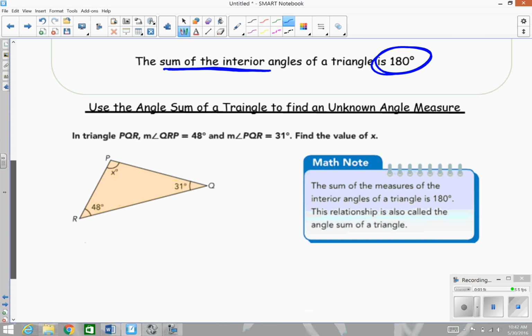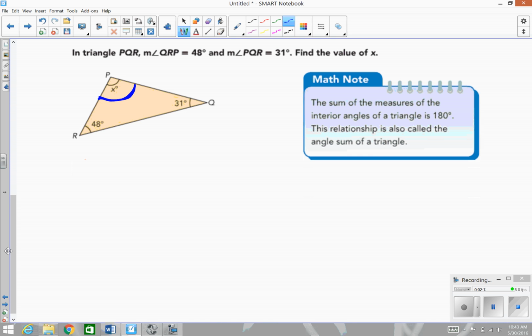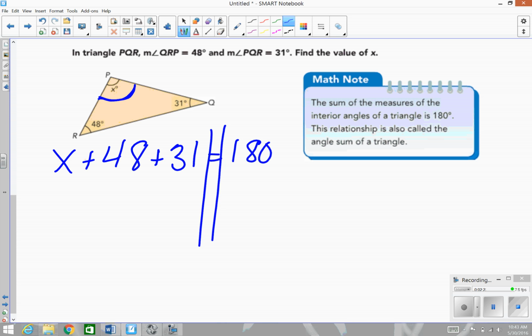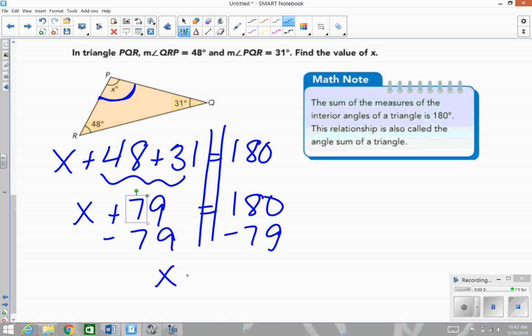So if you look at the example here, we know that the measure of QRP is 48, PQR is 31. We want to find the third missing angle. And because all three have to add up to 180, we very simply make an equation. X plus 48 plus 31 equals 180 because they're the three interior angles of a triangle. 48 plus 31, 79, equals 180. Subtract, and x equals 101 degrees.